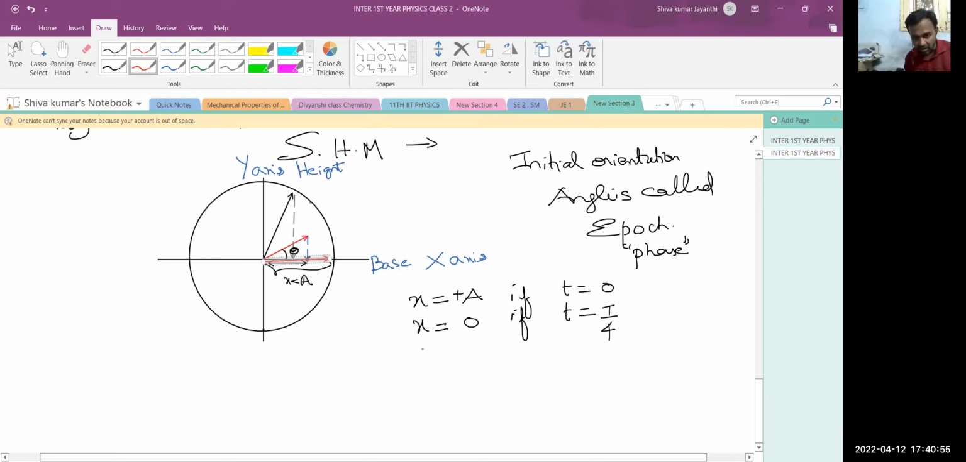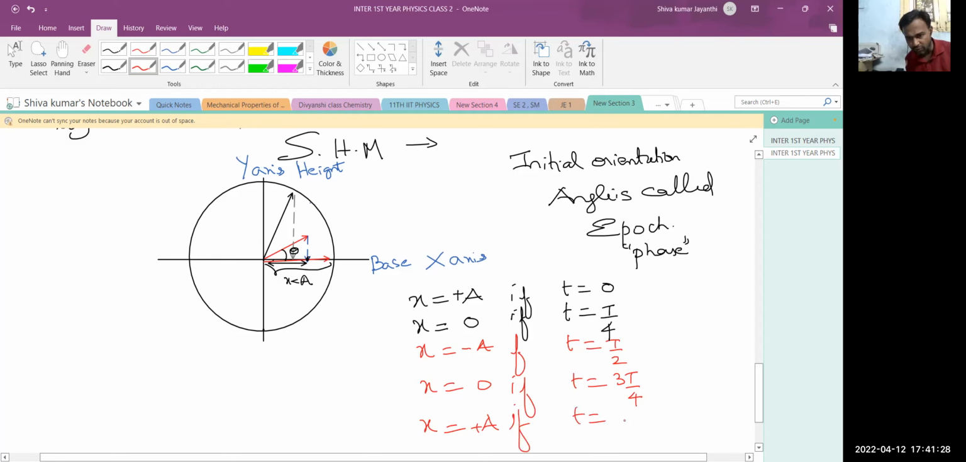Now x equal to what? When it is here, it is a. When it's here, 0. When it's here, minus a, if small t equals T by 2. Understood that? Similarly, when it's here, again x will become 0 if small t equals 3T by 4. Finally, x equals again plus a when small t becomes 4T by 4, which means capital T. Started from 0, came back to itself. Where it was, it ended up there.